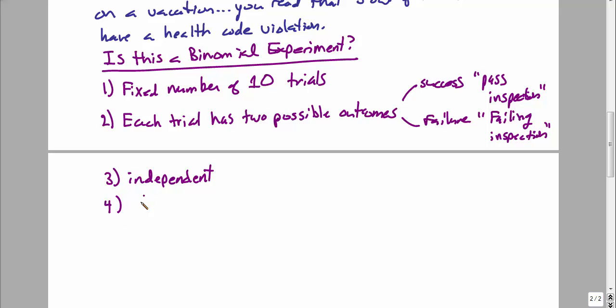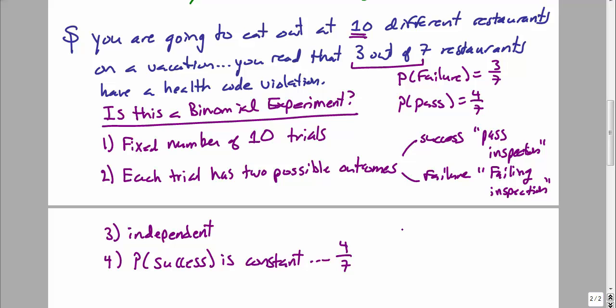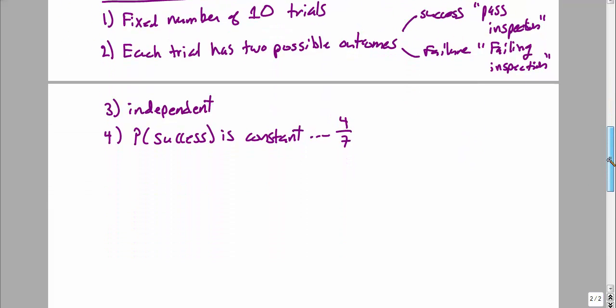The fourth, the probability of success is constant. So in this case, the probability of success is constant. And I know that it is constant. If we look up here, we see that 3 out of the 7 restaurants have a health code violation. So the probability of failing is 3 out of 7. So that would mean the probability of success then, the probability of passing, would be 4 out of 7. And that's constant from trial to trial. So yes, it is a binomial experiment because it's met all 4 of the criteria.